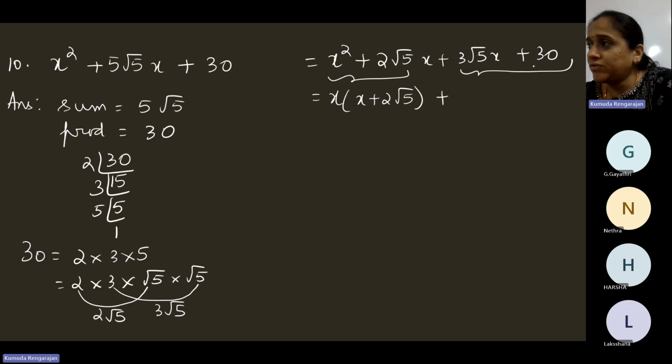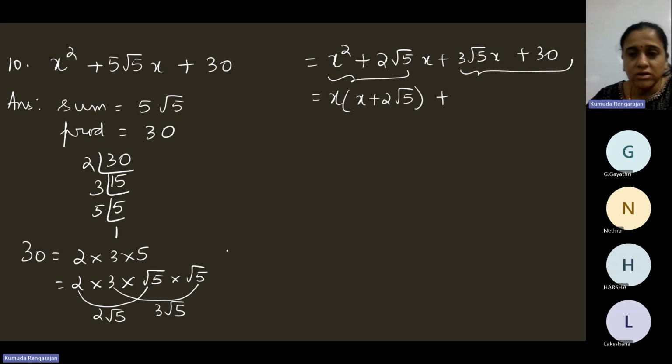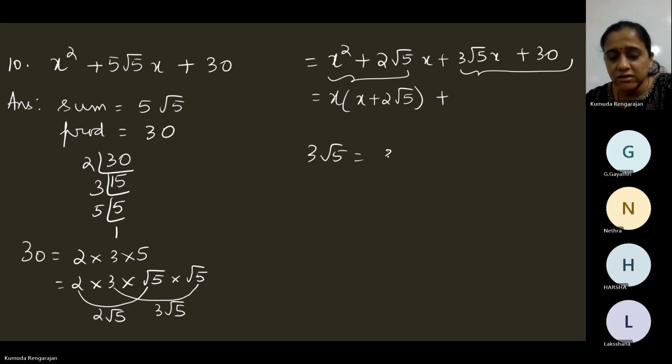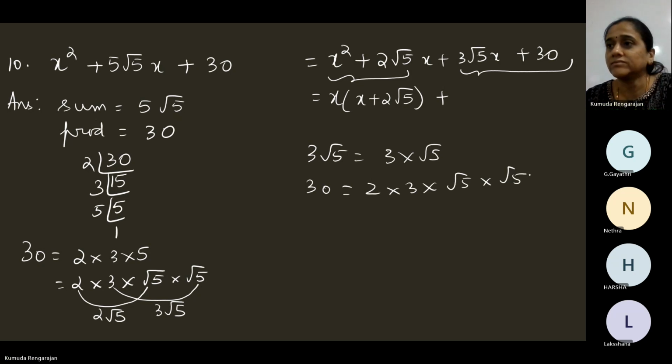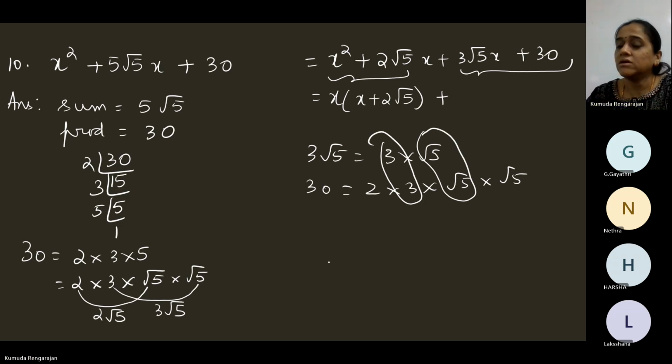So what's common between 3 root 5 and 30? What are the factors of 30? Come down here and see the factors of 30: 2, 3, root 5, root 5. So 3 root 5 has 3 and root 5 in it. And what does 30 have? It has 2, it has 3, it has root 5, and it has root 5. So what's common? 3 is common and root 5 is common. So between 3 root 5 and 30, 3 root 5 is common, not just 3.